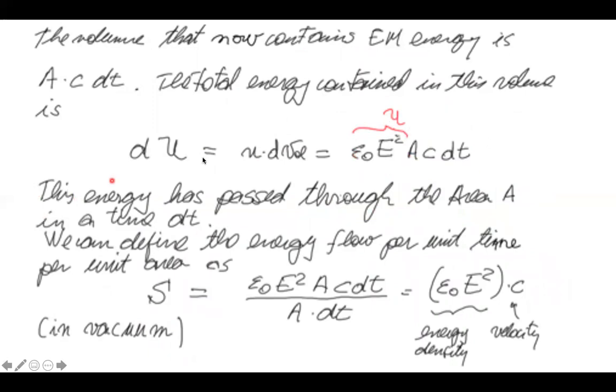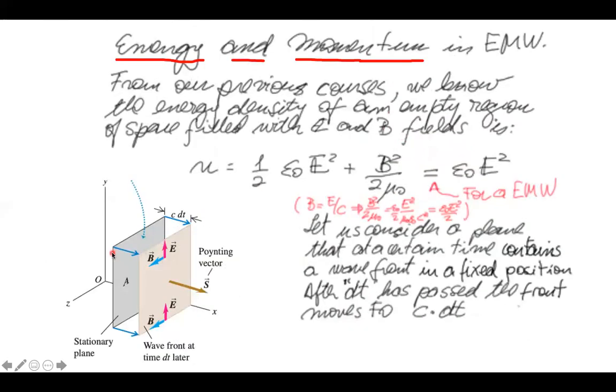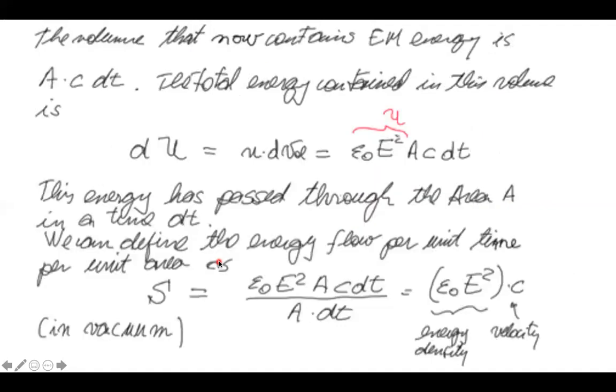And so what is interesting about writing it like this is that this energy has passed through the area A in a time dt. Whatever energy is now filling this volume went through that area. In what time? In the time dt.